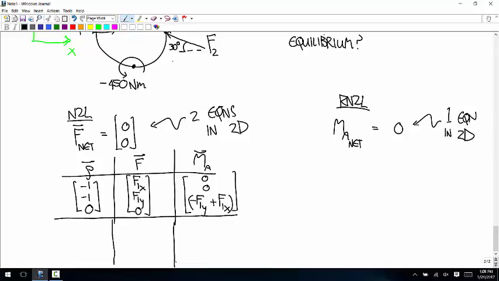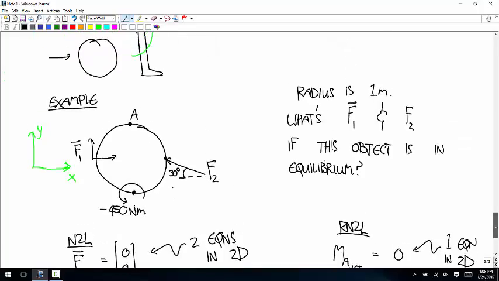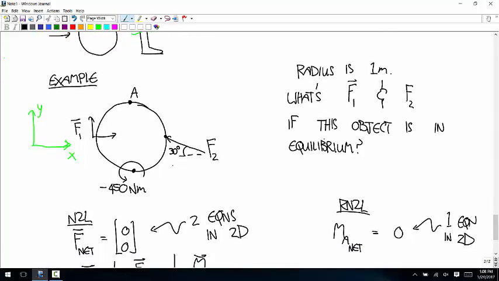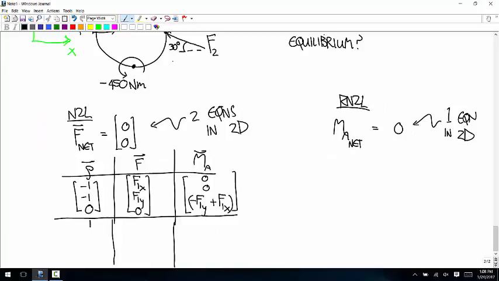Any questions about that one? And so now we'll go to this force F2. What's the r vector for the force F2? You go in the positive X direction 1, but then you also have to go in the negative Y direction 1. You start from A and go to where the force is applied. So 1, -1, 0.